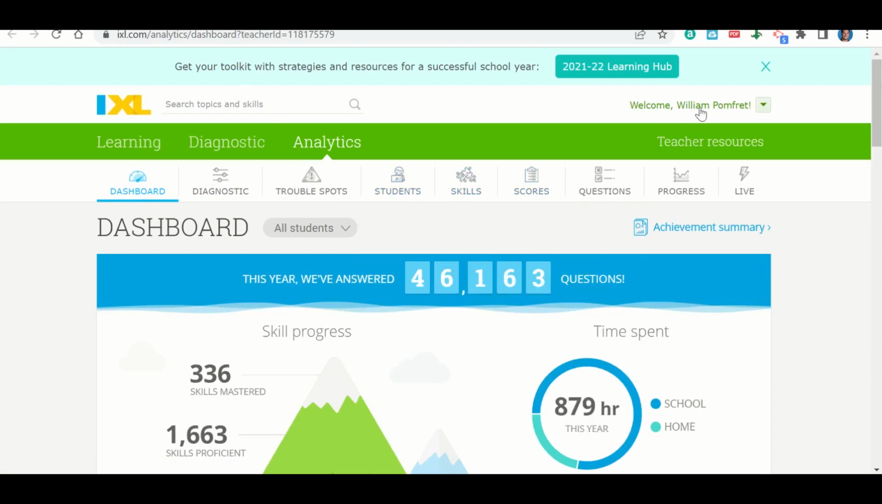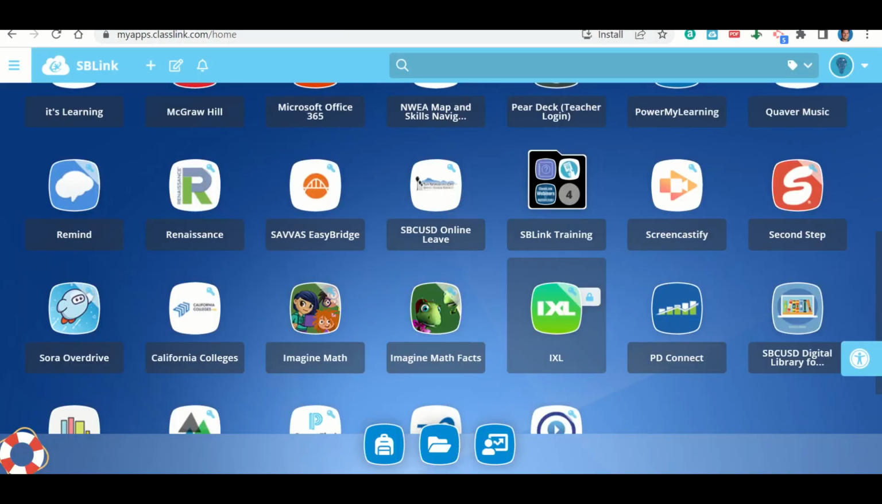At the top right corner, it should say welcome and then your name. If it does not say your name, then you're not logged in and you won't receive credit for your work. As long as this is good, you can go ahead and close that tab out.